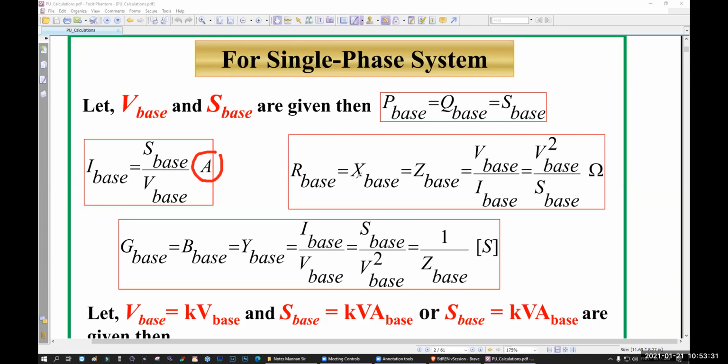Okay, remember, the R base, X base, Z base, they all are the same. This one will be V base divided by I base, because we know from Ohm's law that R is equal to V by I. So V divided by I is R, or V square divided by S. We know it because we already know R is equal to V square by P, right?